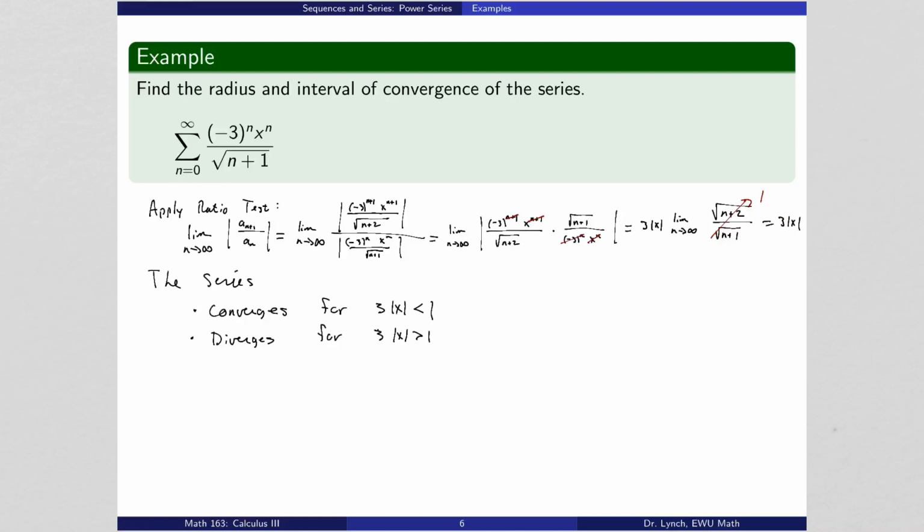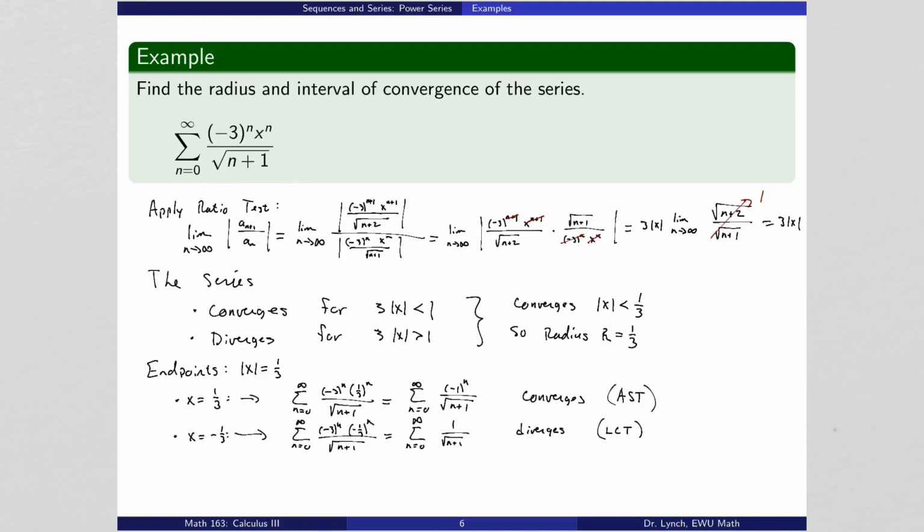So by the ratio test, this series converges when 3 times the absolute value of x is less than 1, diverges when 3 times the absolute value of x is greater than 1. So the radius of convergence here is 1/3. Now, of course, this doesn't tell us what happens at the endpoints of the interval. The endpoints of the interval where x in absolute value is equal to 1/3, so where x is plus or minus 1/3.